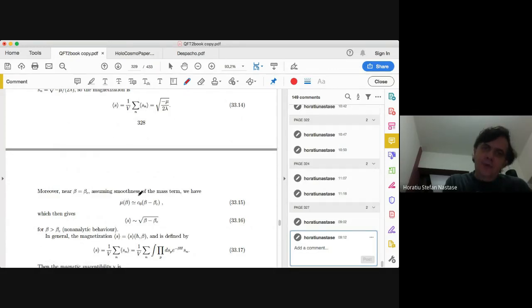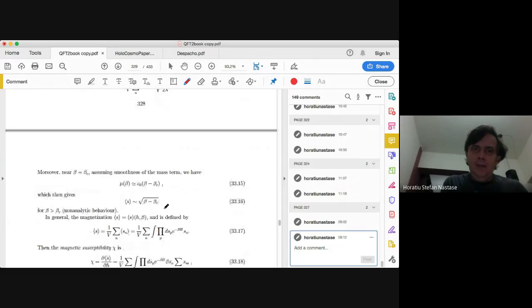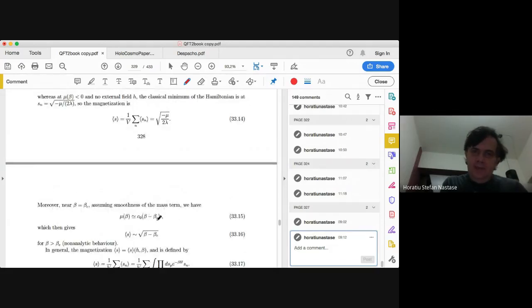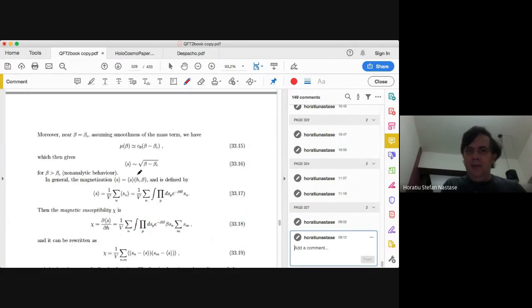So assuming the mass term is smooth, then you Taylor expand if you want, and you keep only the first term. So it's some C0 times beta minus beta critical. But then if this thing is positive, if beta is higher than beta critical, the magnetization is proportional to the square root of mu, therefore the square root of beta minus beta critical. And you note that this is a non-analytic behavior. Analytic would be this one, with Taylor expansion, with just powers of beta minus beta critical. But this is a square root, so it's non-analytic. It has a cut.